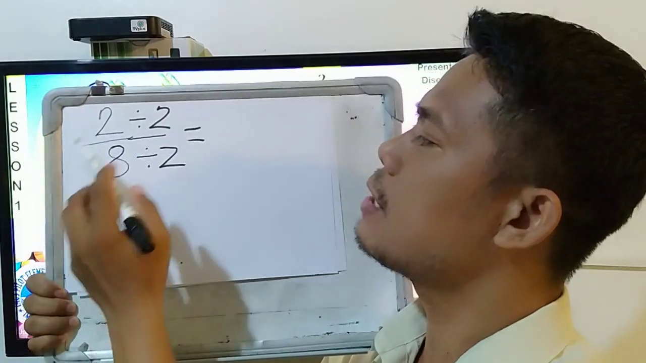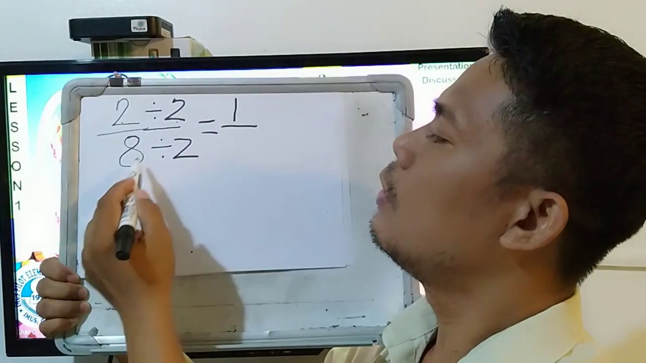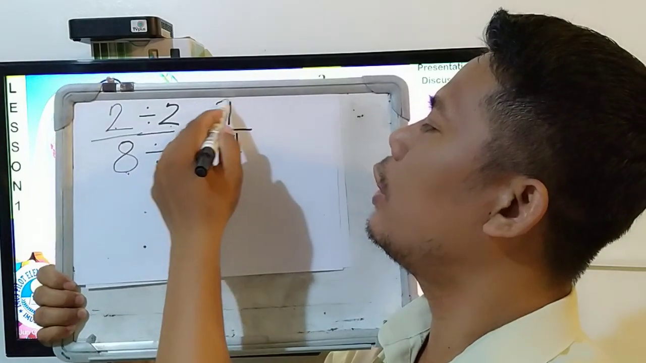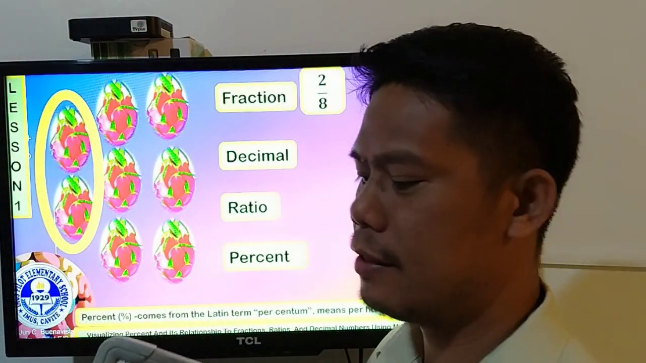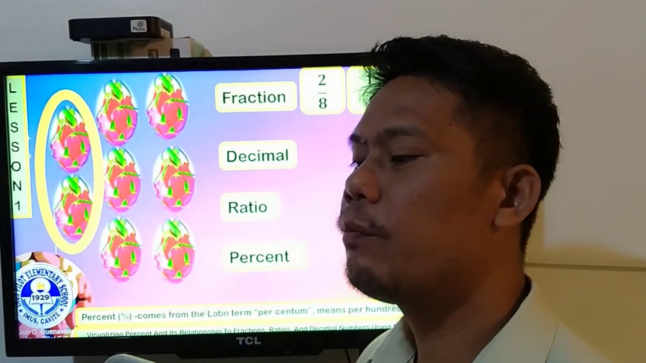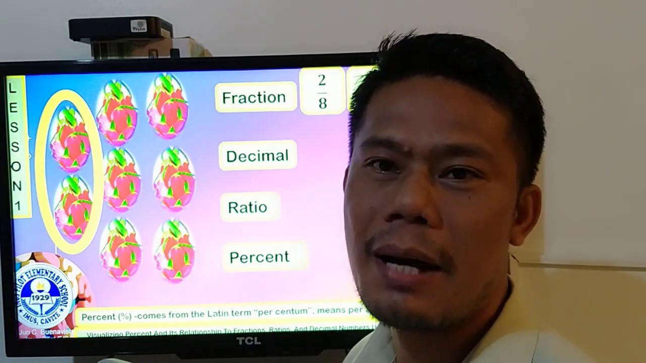So then 2 divided by 2 equals 1. 8 divided by 2 equals 4. So therefore, 2 eighths is equal to 1/4. So the answer now in our fraction is 1/4. Now, 1/4, change to decimal number.